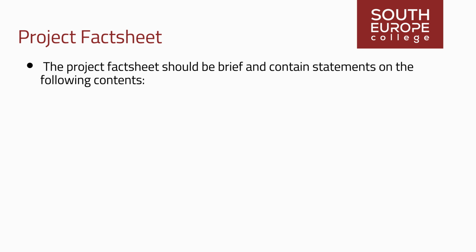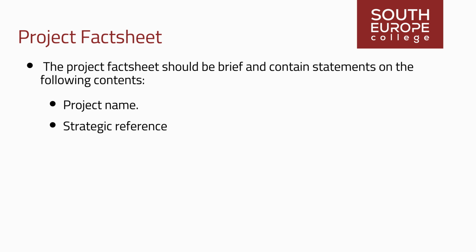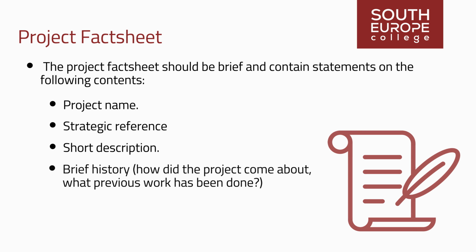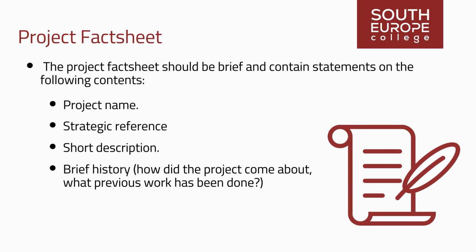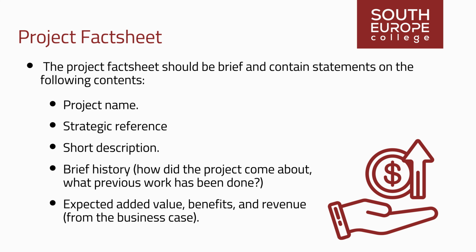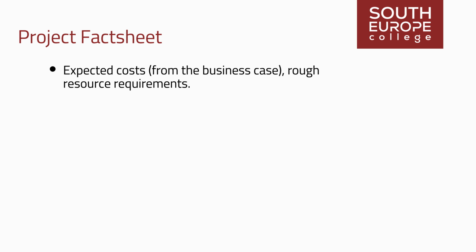In the project fact sheet, the idea for a project is recorded in a structured manner and made more concrete. The project fact sheet should be brief and contain statements on the following contents: project name, strategic reference, short description, brief history (how did the project come about, what previous work has been done), expected added value, benefits, and revenue from the business case, expected costs from the business case, and rough resource requirements.